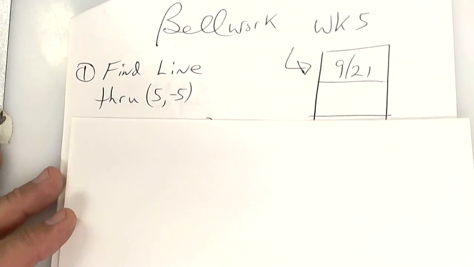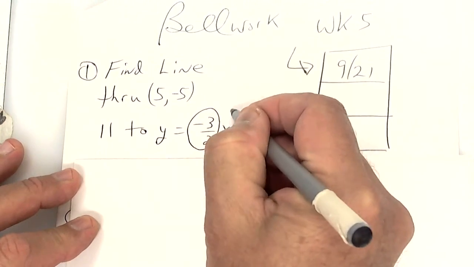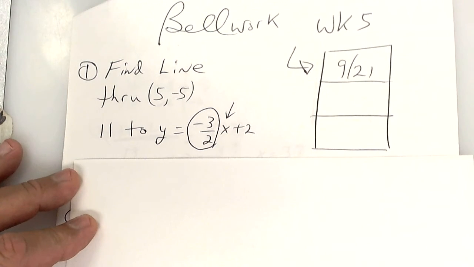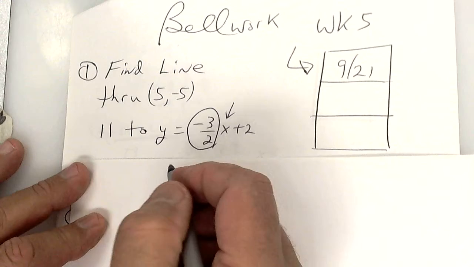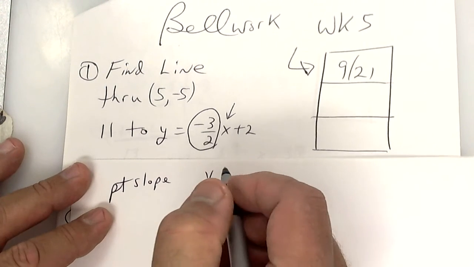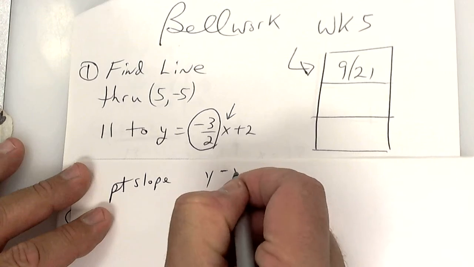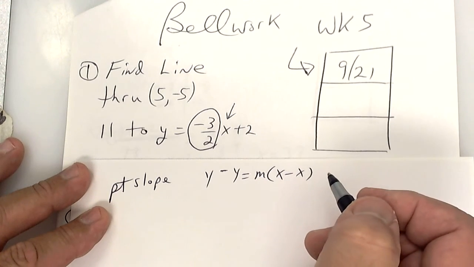Well, you're going to start off, you got a point and the slope. So circle the slope. Remember, the slope is in front of the x, just so you know. Okay, y's got to be by itself. So you're going to do point slope. So put point slope formula. Put y minus y equals m times x minus x. And we're going to plug it in.